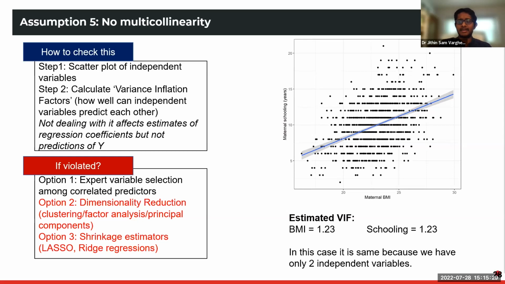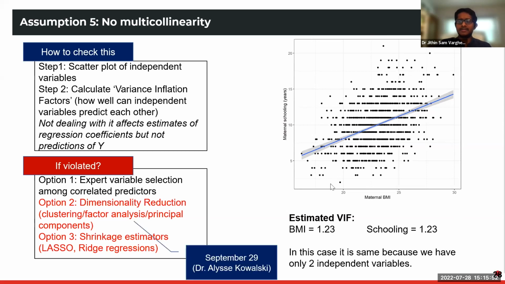And we can check this by using a quantity known as variance inflation factors. These quantities tell us to what extent variables predict each other. And a VIF greater than 5 or greater than 10 is considered big. So in our case, these are not that big. And how do we account for this? We need to select variables that aren't correlated with each other based on expert opinion. Dr. Alice Kowalski would be covering one of the more advanced methods to deal with collinear data on September 29th.